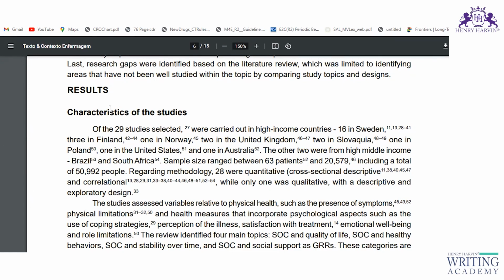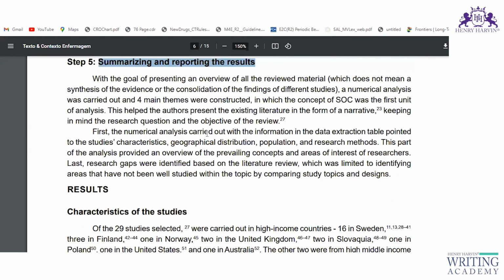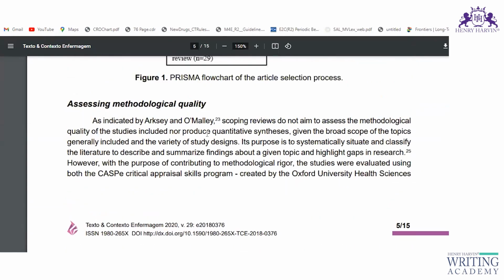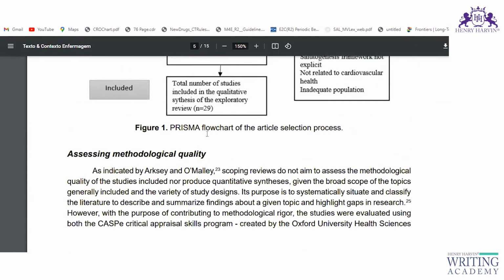Okay, so this is the methodology of doing a review. These are the four to five steps which you have to follow for doing any kind of review, not only for scoping review.